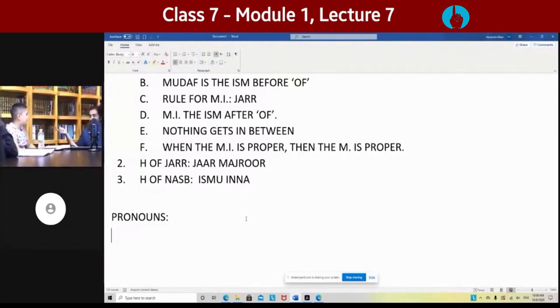Huwa. Second line. Hiya, ha. Which one? Ha. Start over. Huwa, huma, hum. Hiya, ha, huma, hunna. Anta, ka, antuma, kuma, antum, kum. Anti, ki. Antuma, kuma. Antunna, kunna. Good.